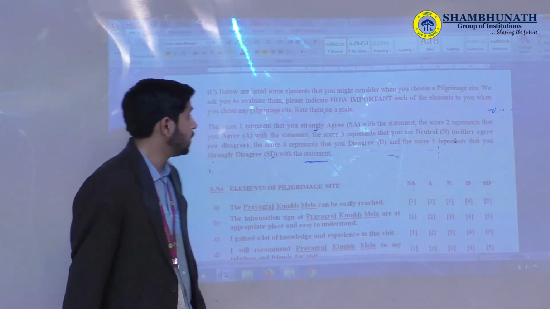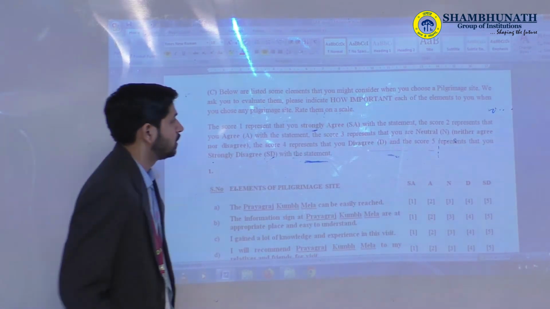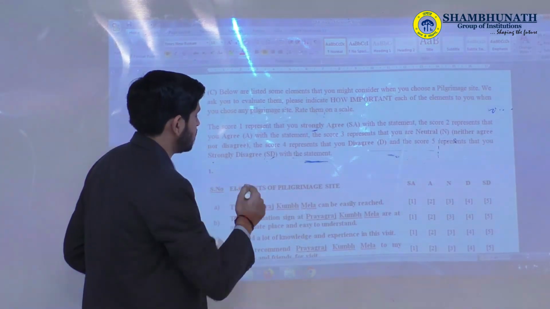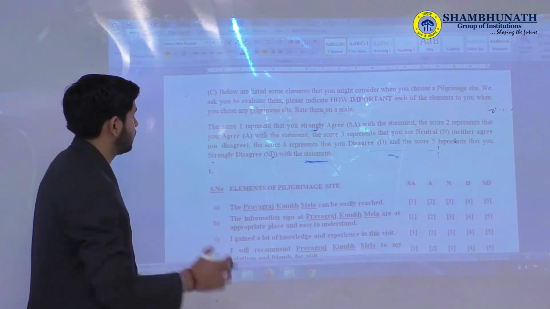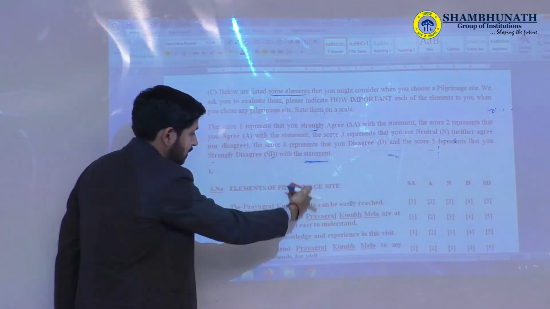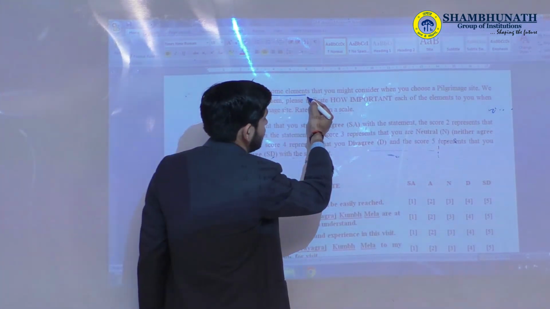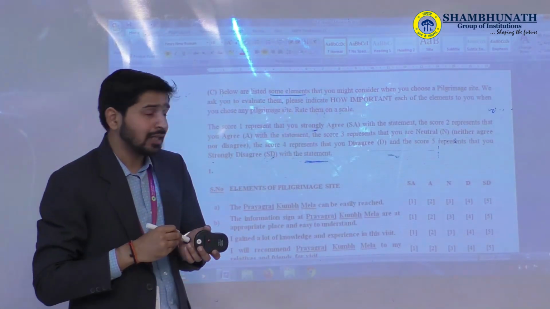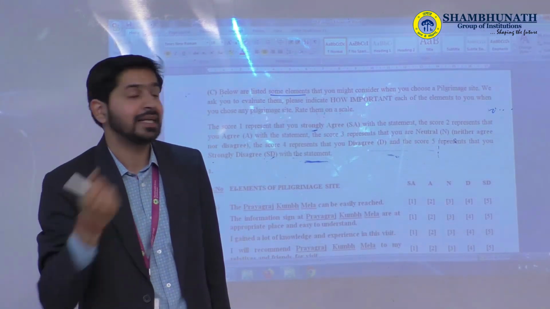So section C: below are listed some elements that you might consider when you choose a pilgrimage site. Now, section C is very important because the whole analysis is based on this. These are the elements; later on we discuss. So what are the important elements when you choose a pilgrimage site?